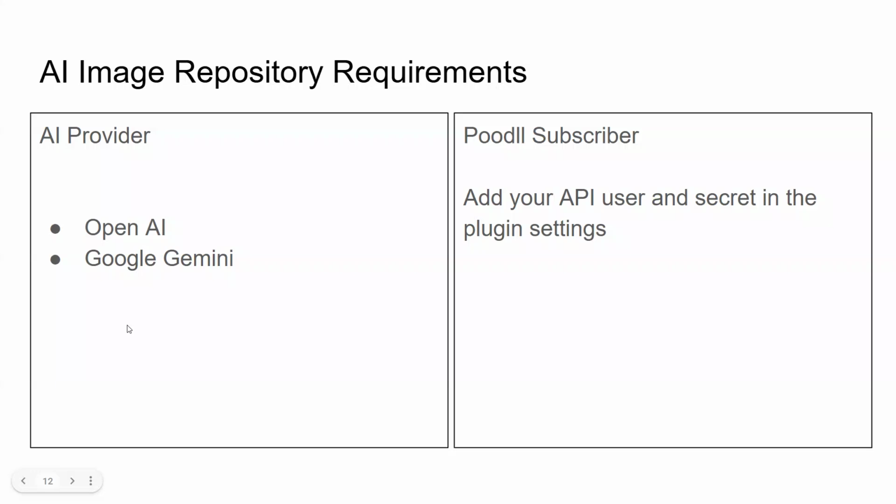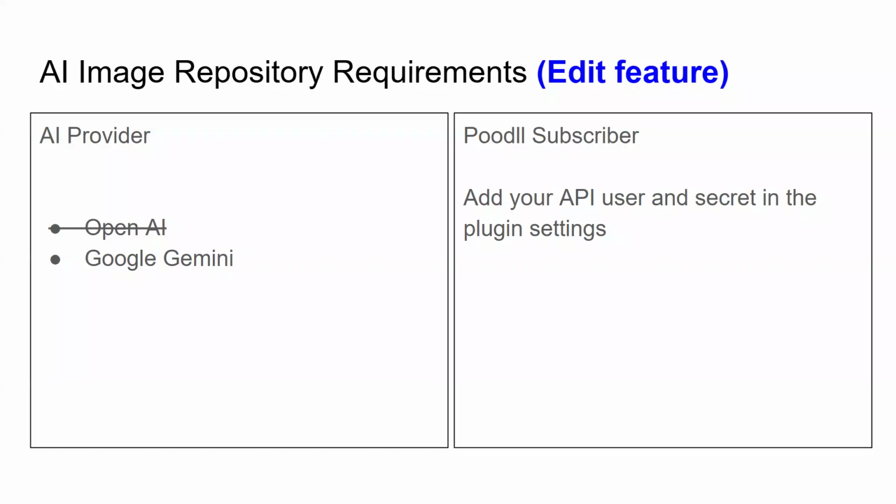Okay, so the AI image repository requirements are one or other. You can either have the AI provider set up in your Moodle site already. Your site administrator may have done that. OpenAI or Google Gemini are the main ones, but any AI provider that provides image generation features will work. Or if you're a Poodle subscriber, you just need to add your API user and secret into the plugin settings, and it will work for you. So if you've got Poodle Media or Poodle Essentials or Poodle Languages, then you can get started right away.